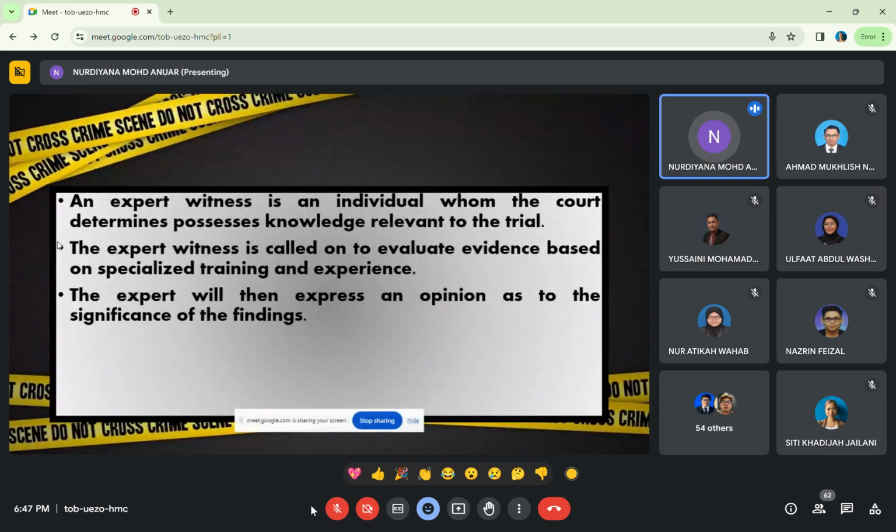Alright, an expert witness is an individual whom the court determines possesses knowledge relevant to the trial. Contoh, you want to ask about the fingerprint evidence, so definitely you will call a fingerprint expert as the witness. Kita tak boleh panggil tiba-tiba fingerprint tanya dekat orang DNA. Definitely they cannot answer that.